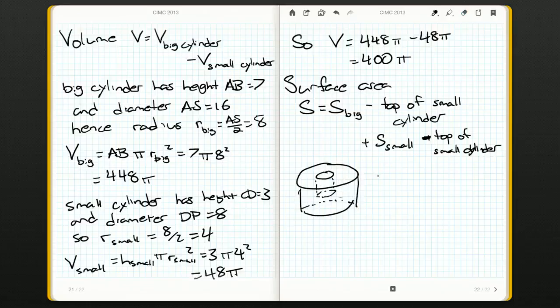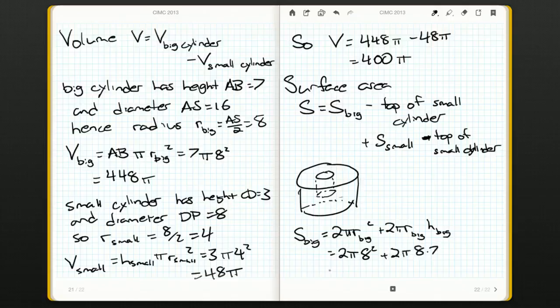Well, we already know the radius and the height for the big one. So what is it? It's 2 pi r squared plus 2 pi r h. So 2 pi 8 squared plus 2 pi 8 7. So that's 2 times 64 plus 2 times 56. So that's 240 pi.